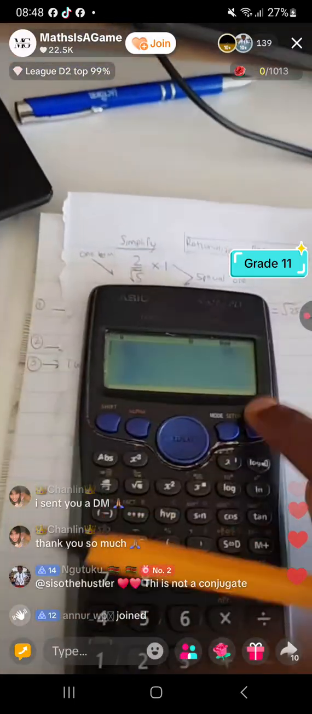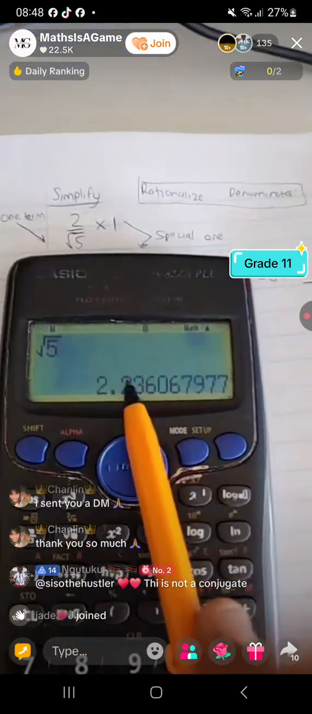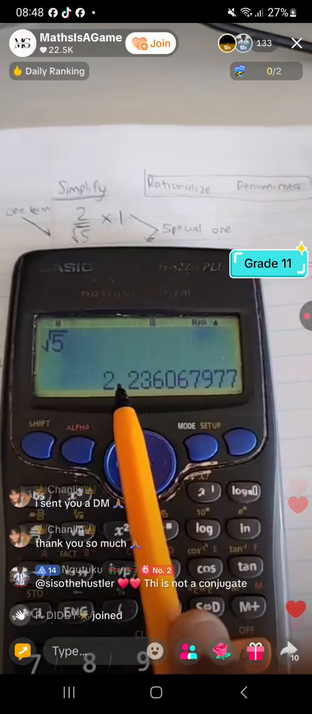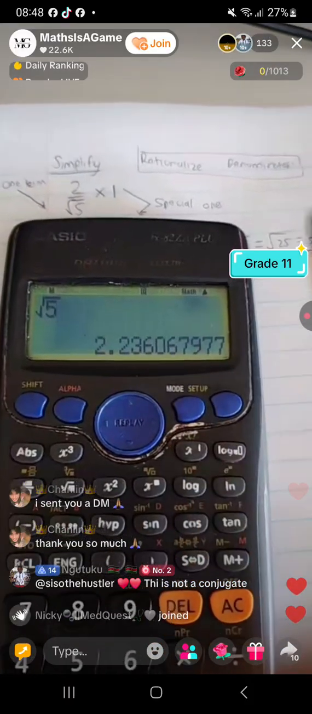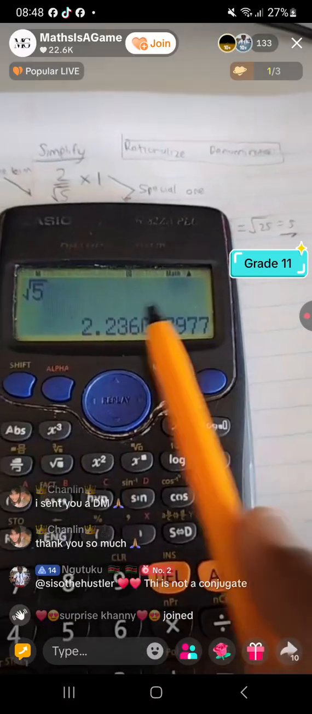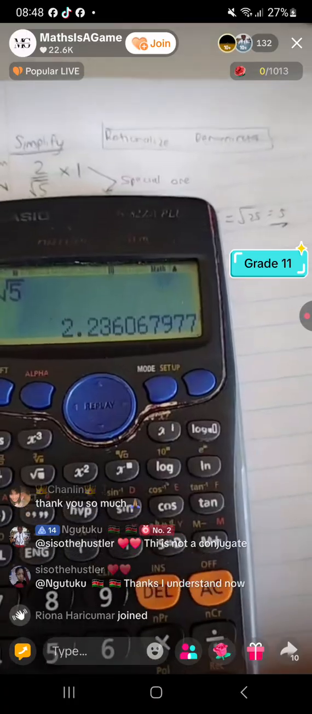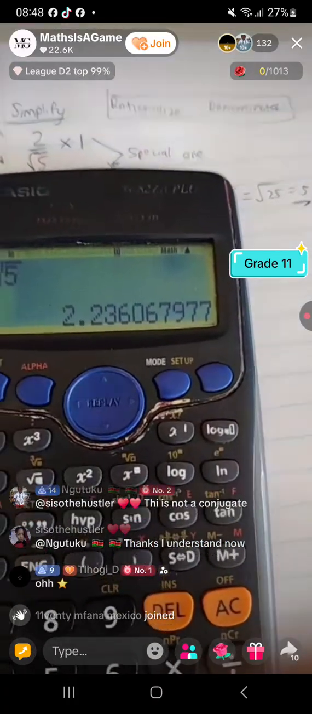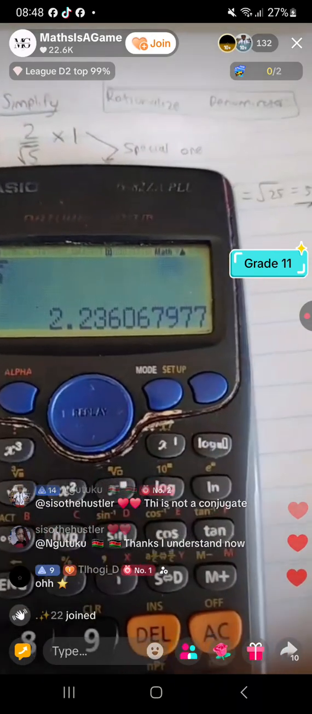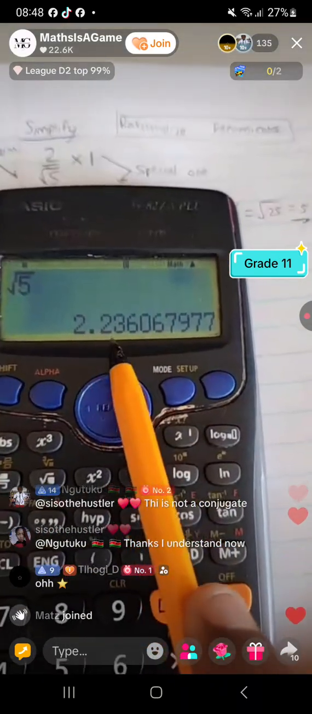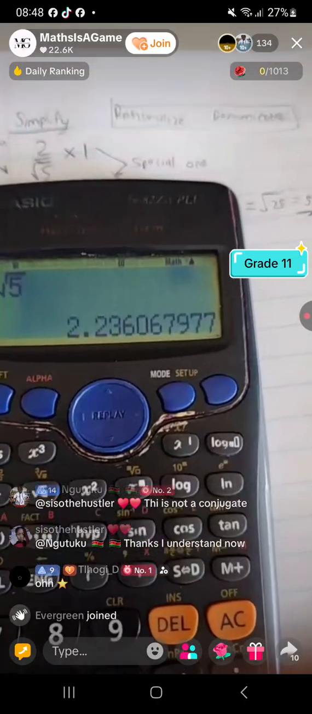Remember guys, if you go to your calculator and type square root of 5 and press equal, what you see is an irrational number. What is an irrational number? An irrational number is a number which, when we express it as a decimal, shows a non-recurring and non-terminating decimal. What do we mean by non-recurring? There's no repetition of numbers forever.